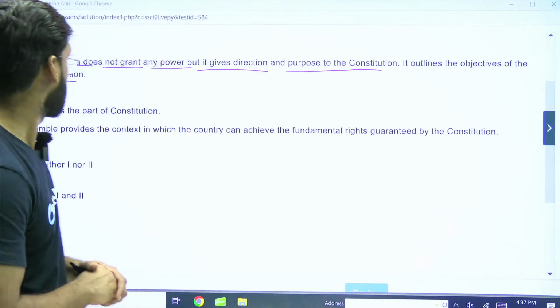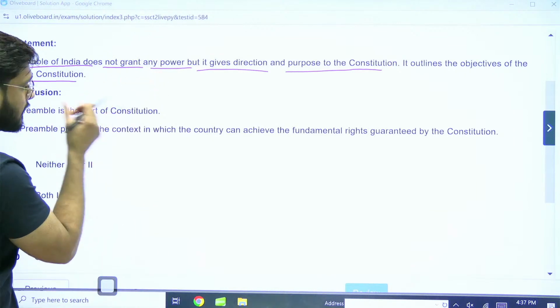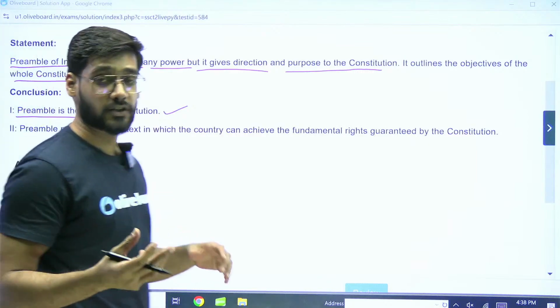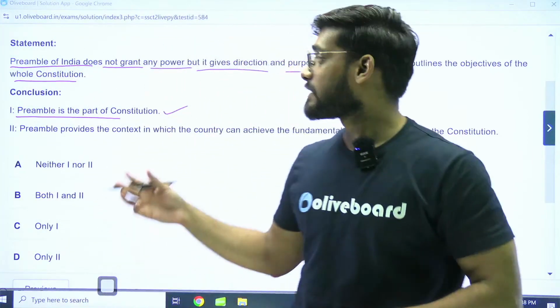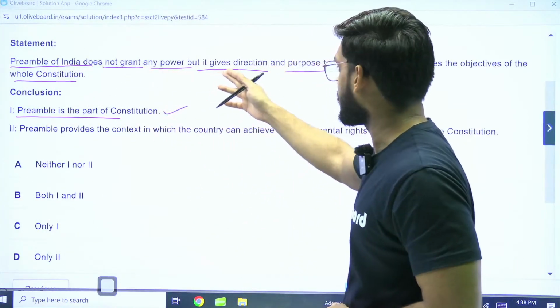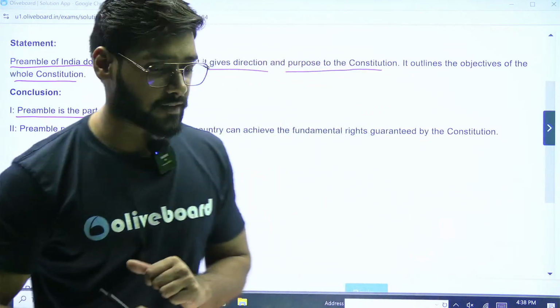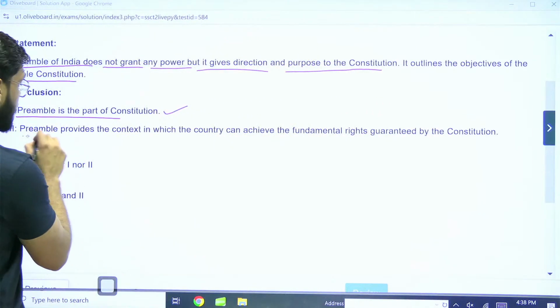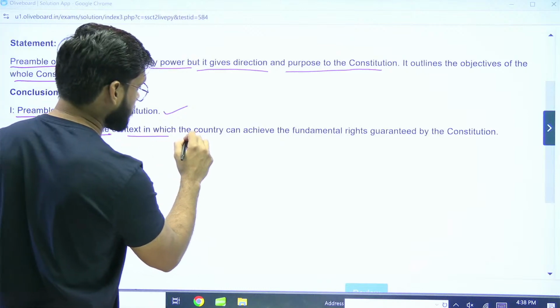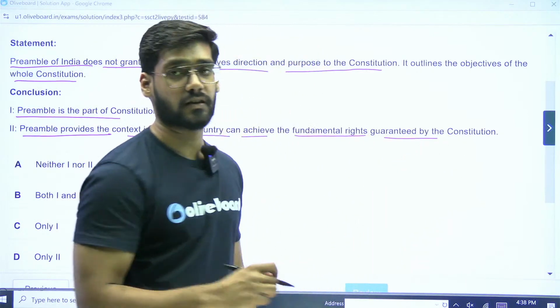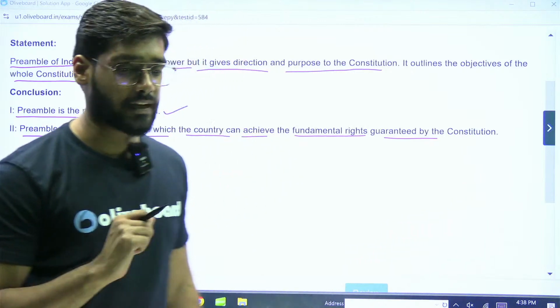So what should be the conclusion that we can get from this? Preamble is a part of constitution. Yes, we can say this, that's why the preamble is giving direction and purpose to the constitution. What is the second conclusion saying? Second conclusion says preamble provides the context in which the country can achieve the fundamental rights guaranteed by the constitution. We cannot conclude this part.